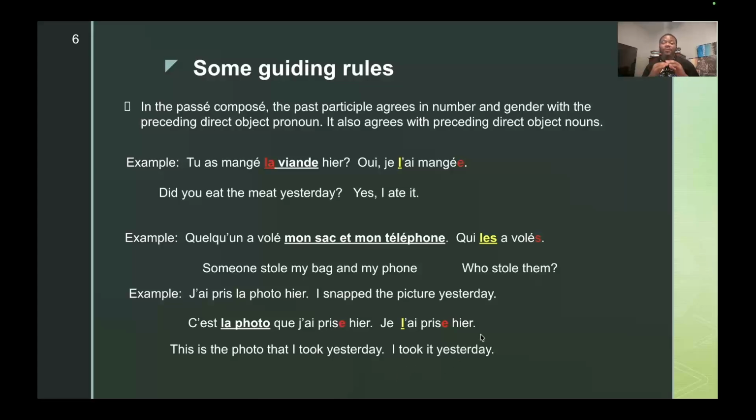All right. So these rules are very, very important. They are very important when you are dealing with direct object pronouns in passé composé. Okay. So we will continue.